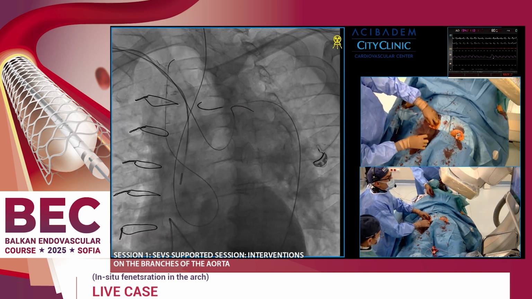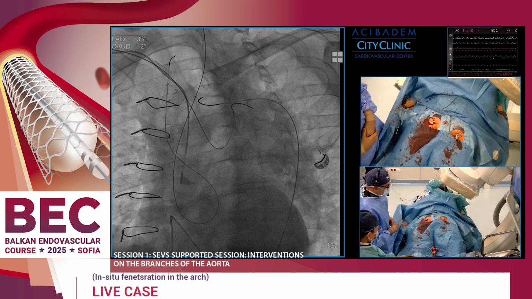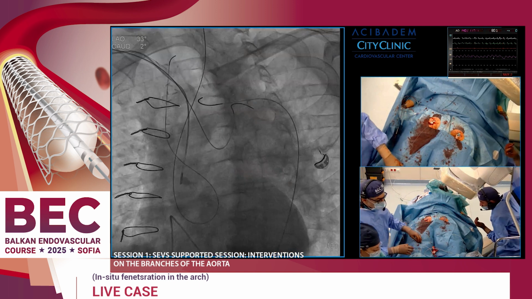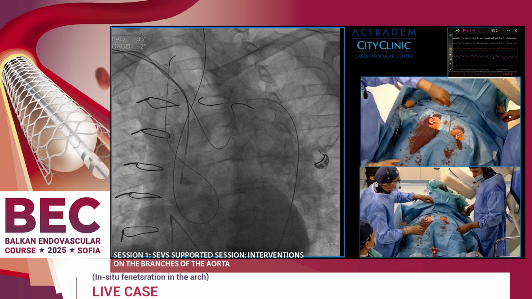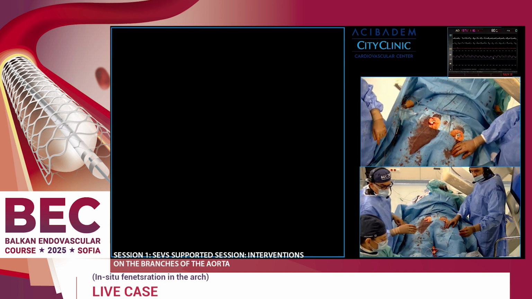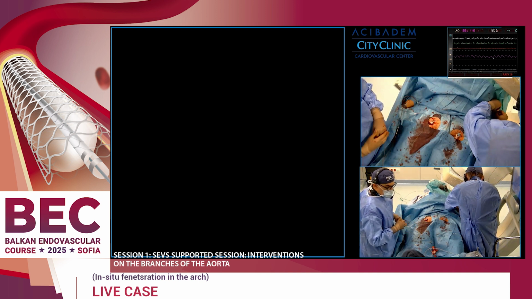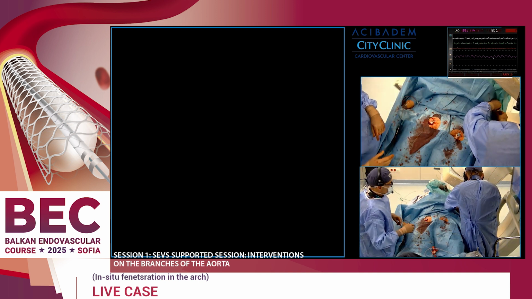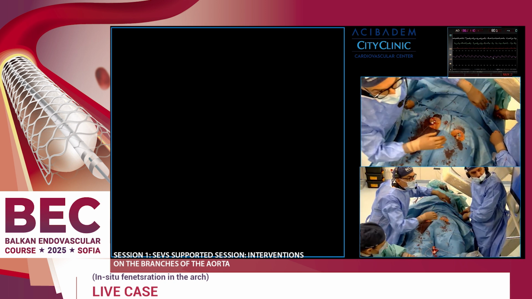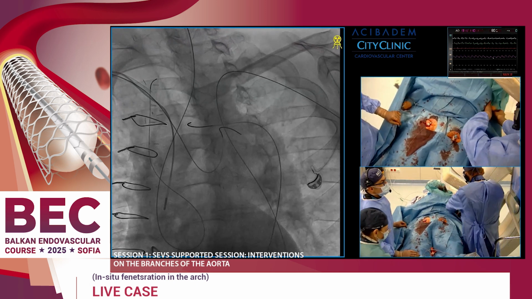Okay, so we have the two sheets for the in situ fenestration already done, and now we are going to connect with a large tubing. We are going to connect the left brachial approach with a long sheet. Yes, 45, 8 French. We are going to put an 8 French left brachial sheet in order to provide access for the left subclavian fenestration.